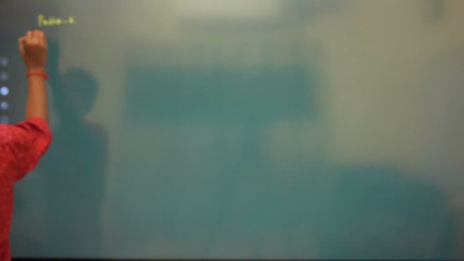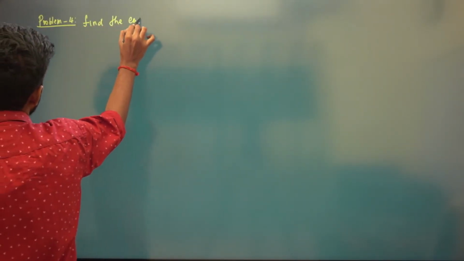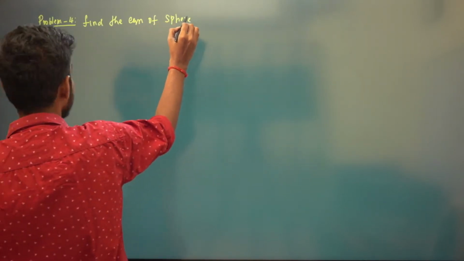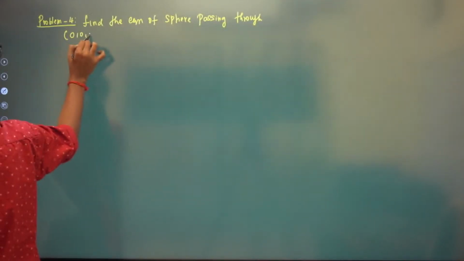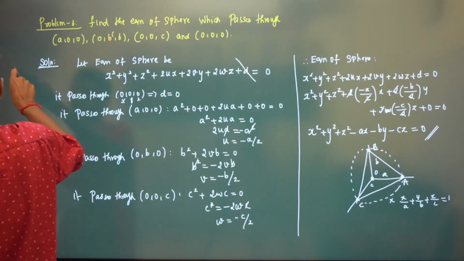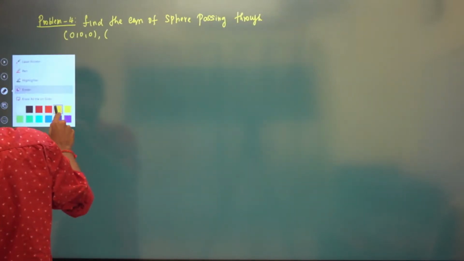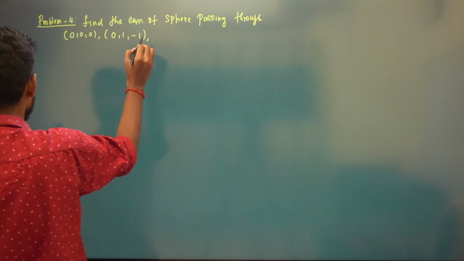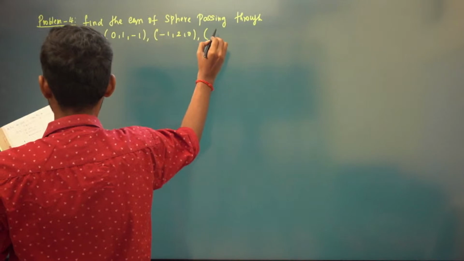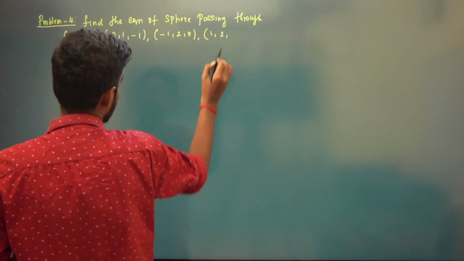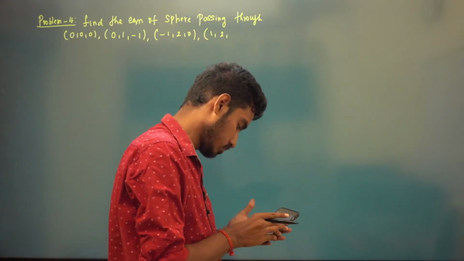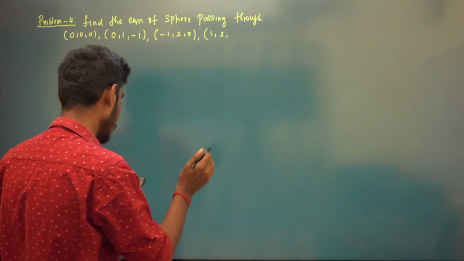We'll move on to the fourth problem. Find the equation of sphere passing through 0 comma 0 comma 0, 0 comma 1 comma minus 1, minus 1 comma 2 comma 0, and 1 comma 2 comma 3.